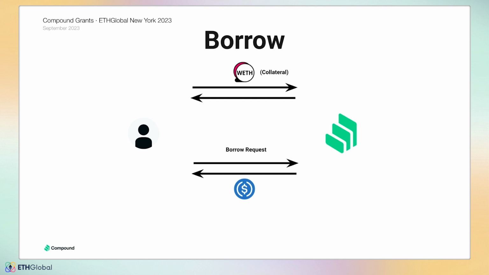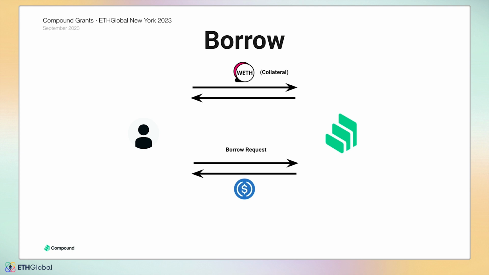In V3, there is only one asset that can be borrowed from each instance of Comet. So currently there are deployments of USDC and wrapped Ether as the base asset. So you can supply a collateral and borrow those two assets, or you can earn interest on those two assets, only those two assets. So you can't earn interest on collateral in V3, but you can earn interest on the base asset.